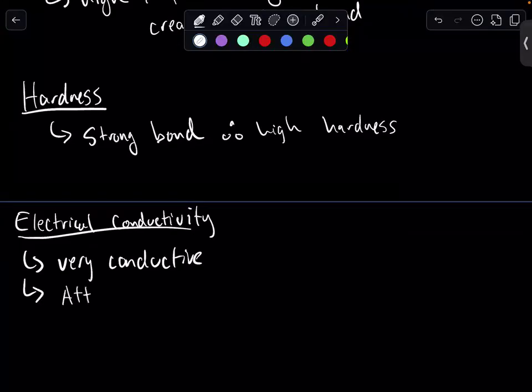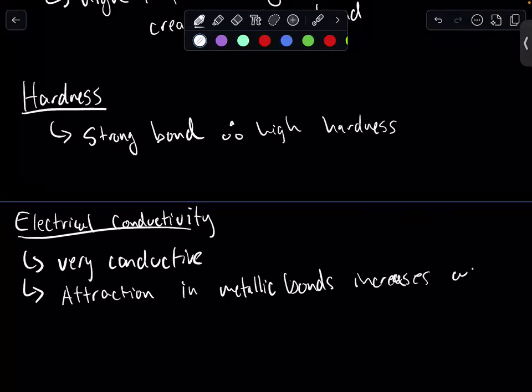As the attraction within metallic bonds increases with more d block electrons, more d orbital electrons, so does the conductivity. We have more freedom of movement with those electrons.